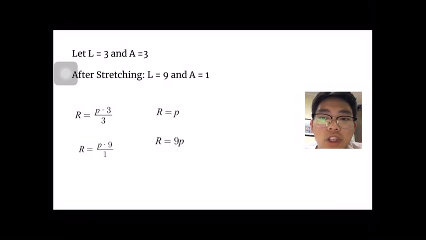While for the next equation, we have R is equal to P times 9 over 1, with 9 representing the second length and 1 representing the second cross-sectional area. After solving, we find out that when the 3 wires are put together, we have R is equal to P. However, when they are connected in succession, we have R is equal to 9P.